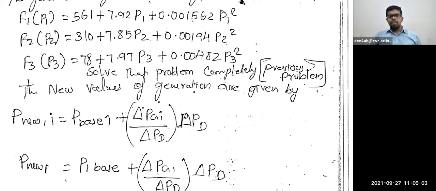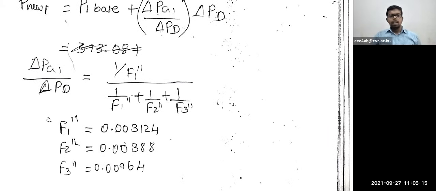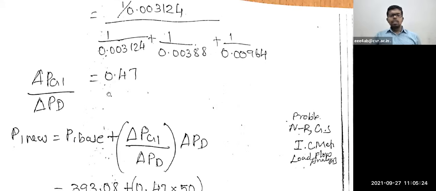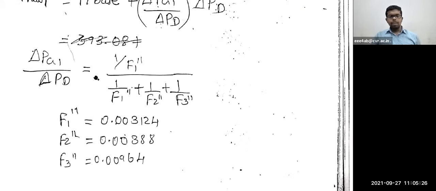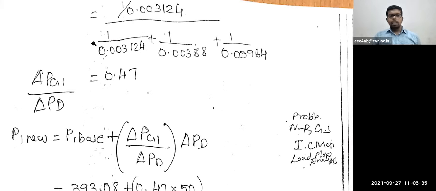But you need to check the notation, that is P1 squared or P1. I thought it was single differentiation, but this is double differentiation, so you can easily get this answer. This double differentiation you need to substitute over here. So what is del PG1 divided by del PD? That is 1 divided by 0.003124, the whole divided by 1 divided by 0.003124 plus 1 divided by 0.00388 plus 1 divided by 0.00964.